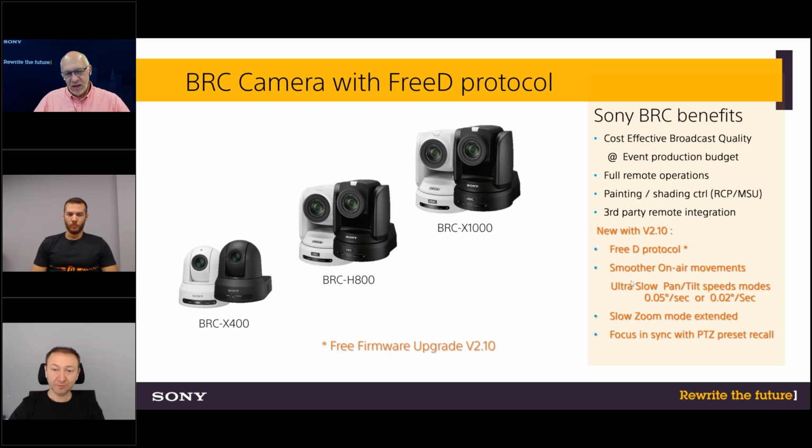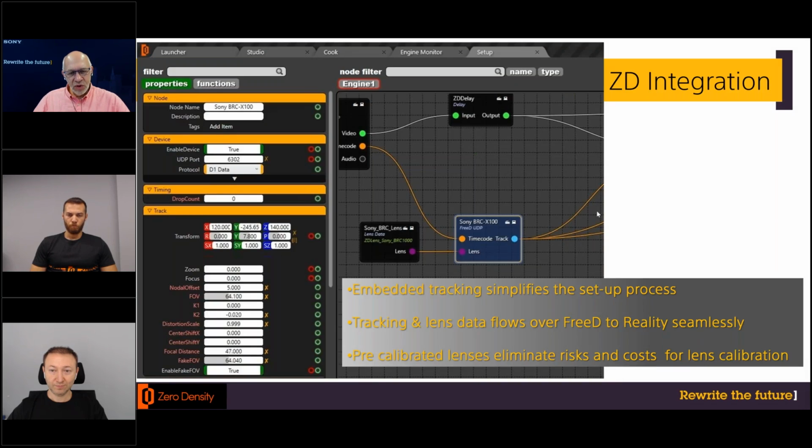So this camera can have the smoothest PTZ movement on the market for the moment, but also on the zoom speed, we did reduce that to an extended range to slow down the maximum zoom speed. And again, last but not least, we can now start the focus immediately together with the PTZ movement when you recall a preset. So we will hand over now to Burak from Zero Density.